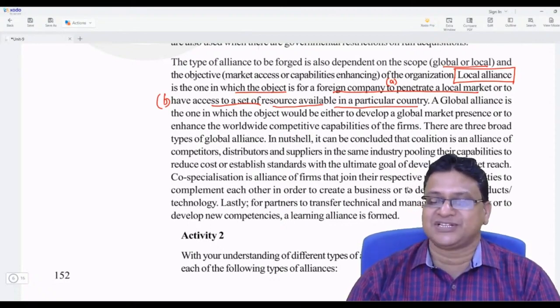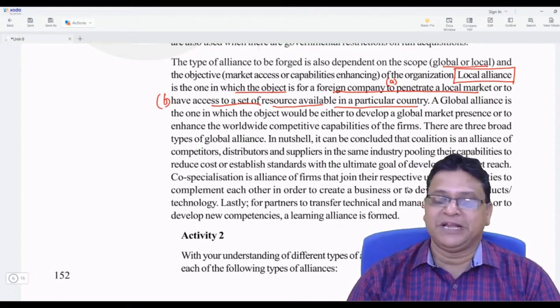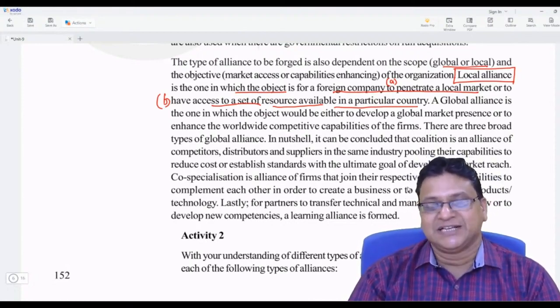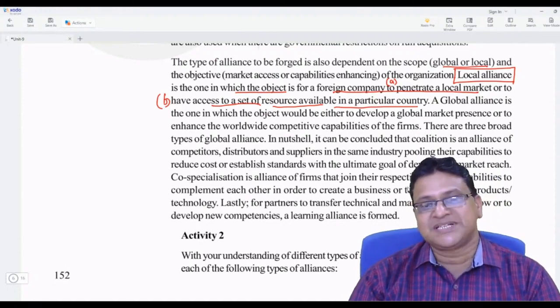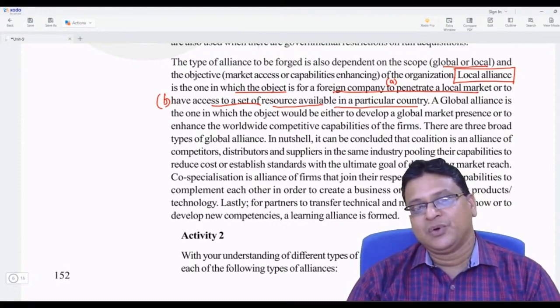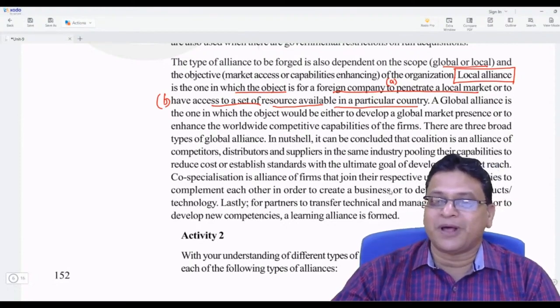So local alliance is done with two purposes. Point number one is to penetrate into a local market. Point number two is to have access to some resources which are available in a particular country. So this is local alliance. Next we will discuss global alliance.